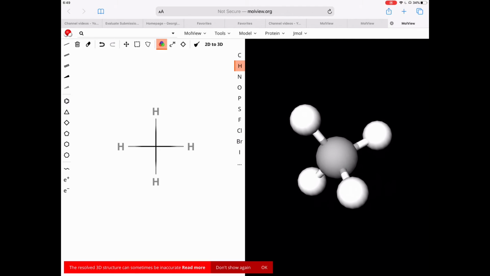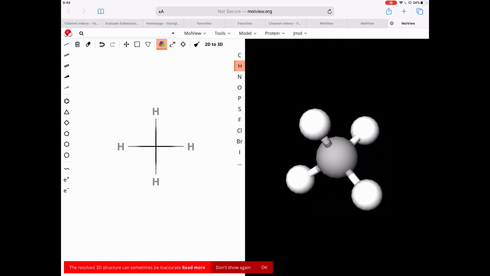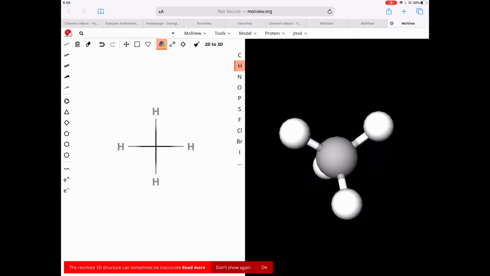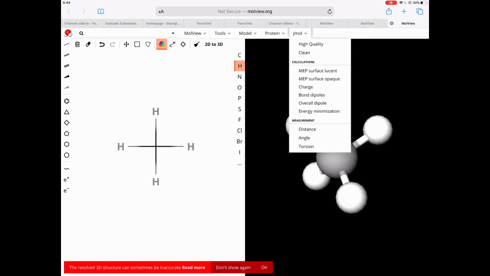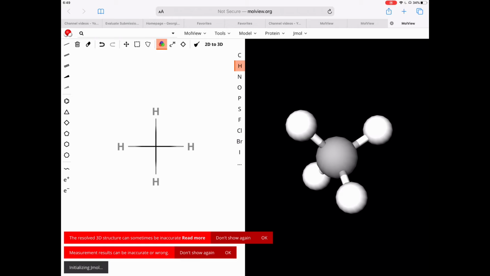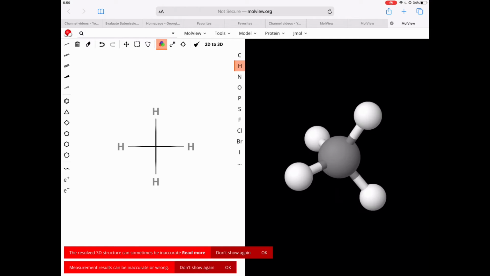Now, how do you measure the length of the molecule? So length is the longest dimension. So let's try to measure the distance between any two hydrogens. So if you go to JMOL, you can measure the distance, you can measure the angle. So let's measure the distance. So select distance, and all you have to do is click the two atoms that you want to measure the distance between.